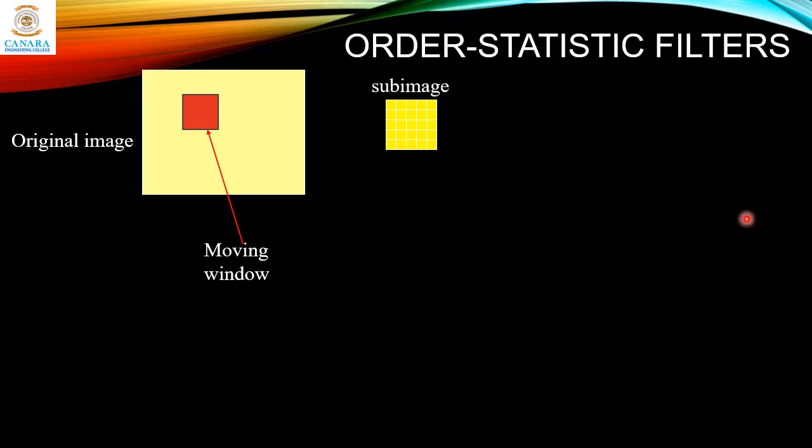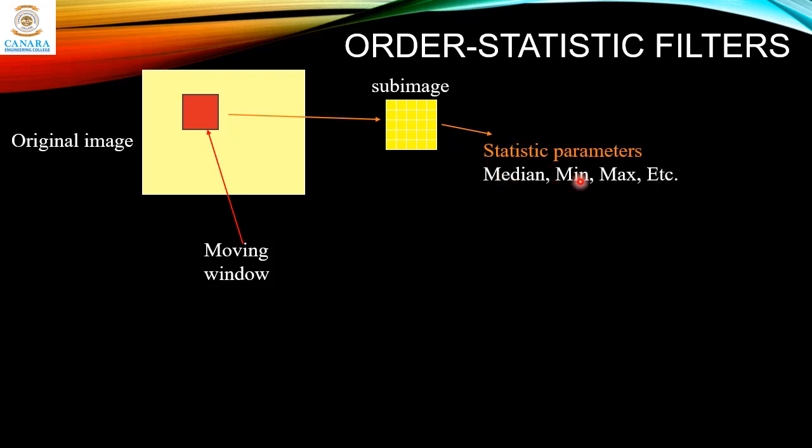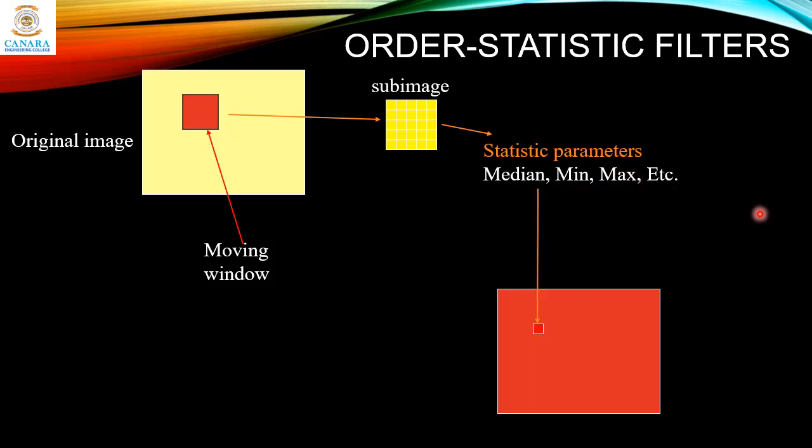Okay, now we take this 5 cross 5 mask, or sub image, which moves. We take the pixel values covered by that mask, which we call a sub image here, and then we take the statistical parameters. It could be either median, minimum, max, etc., and then we replace the center pixel in the original mask with the median, minimum, or maximum value. So that is it. This is how we perform order statistic filtering.